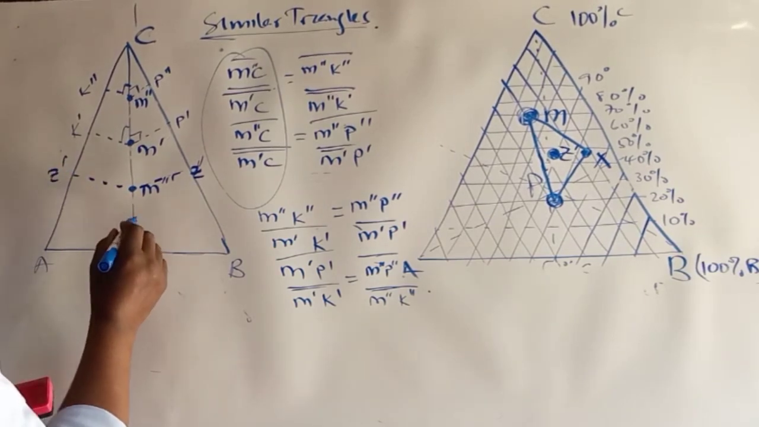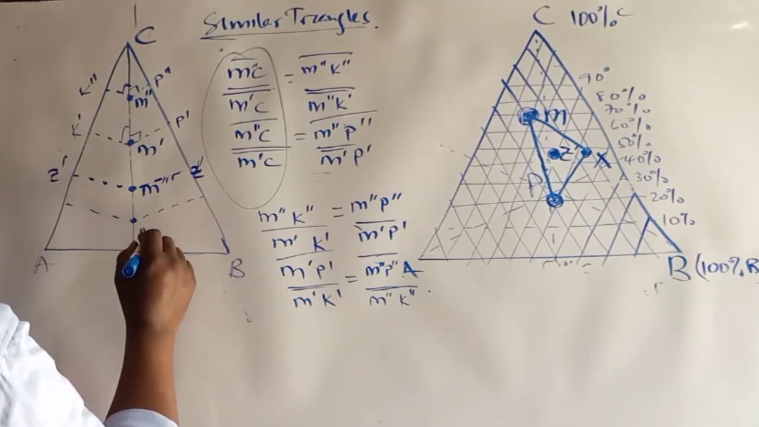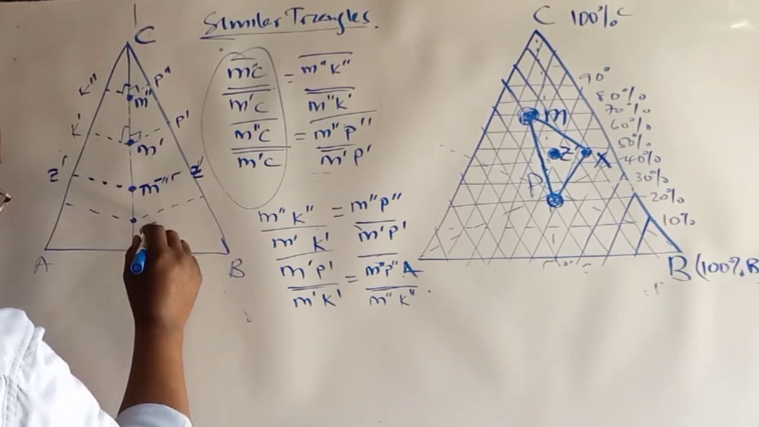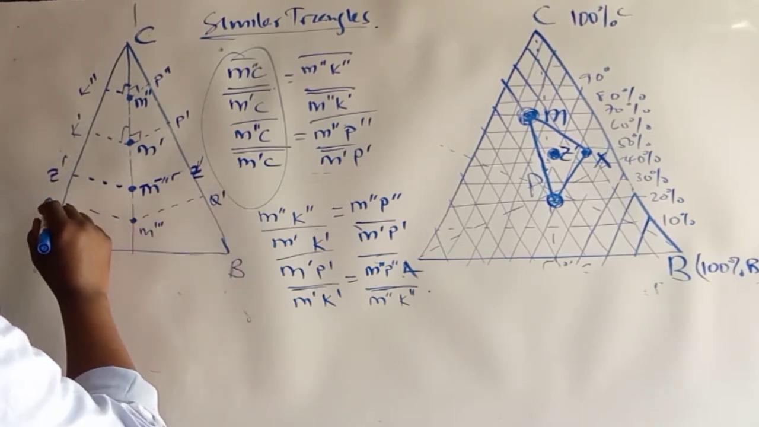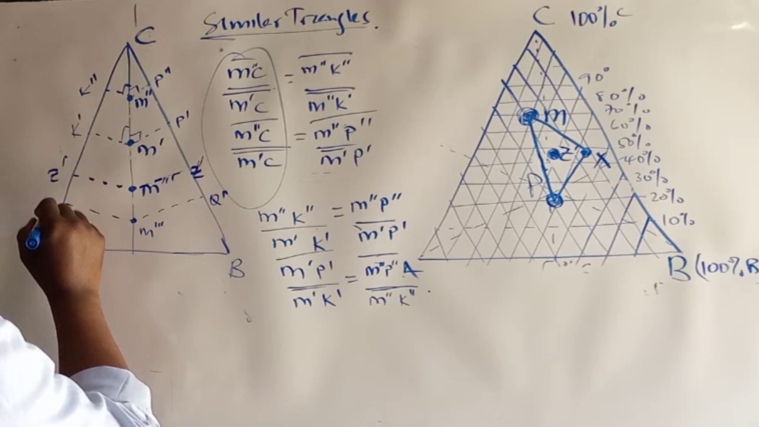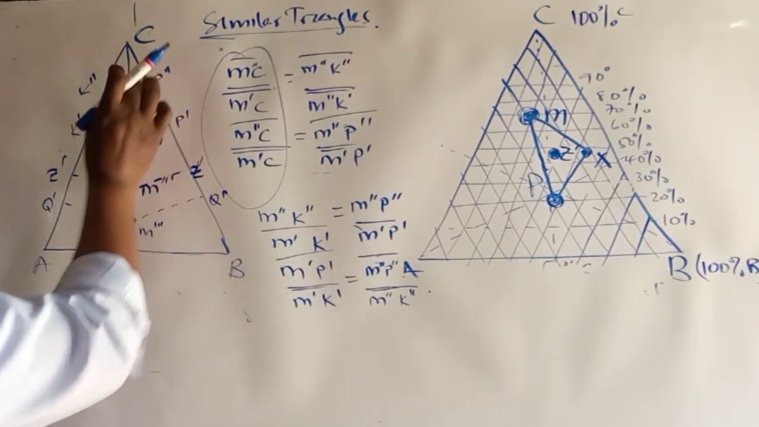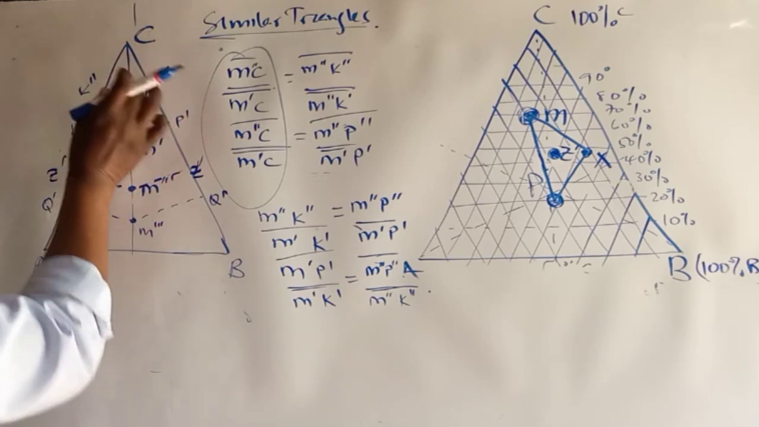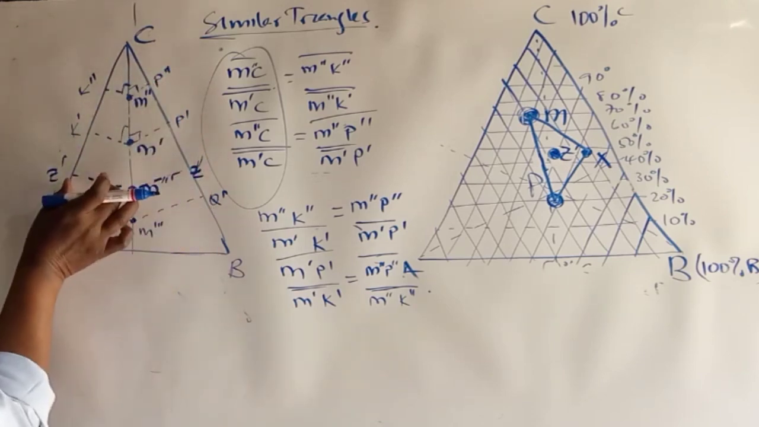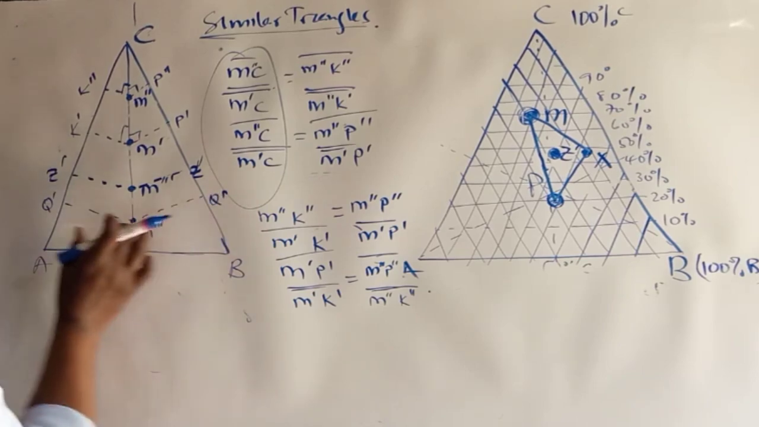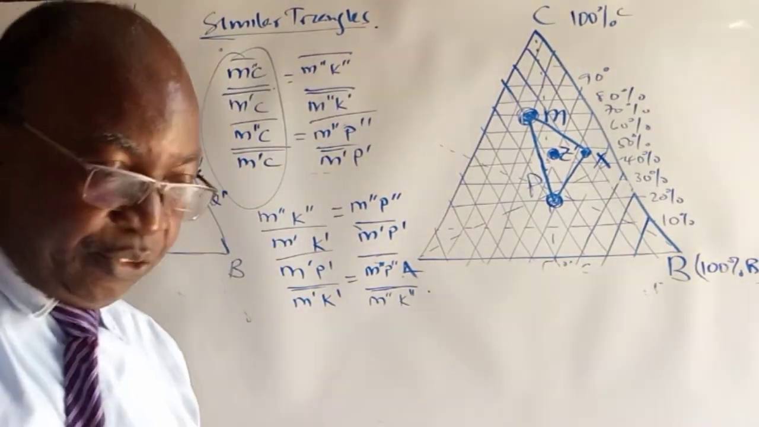And even if you take another state point here, at right angles, again, you can call it M triple prime, and let's call that Q prime, and Q double prime. Again, it will be the same ratio, just as we have seen here, the ratio of this to this is the same as the ratio of this to that one. That is based on the theory of similar triangles.